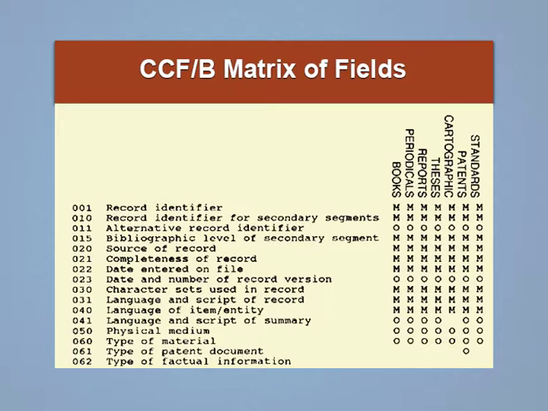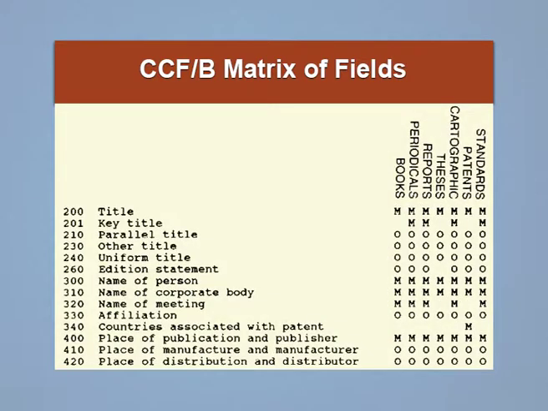These are all number and coded fields, and from here you need to take a decision. For example, if you go by the column books, fields 1, 2, 3, 4, 5, 6, 7, 8, 9 are mandatory and the rest are optional in the group of number and coded fields. Now, if we look into the major bibliographic fields like title, key title, parallel title, edition, name of the person, here also you can have guidance. Suppose you want to design a data sheet on book. Title is mandatory; key title, parallel title, other title, uniform title are optional. Name of the person is mandatory, name of the corporate body if available is mandatory, name of the meeting if available is mandatory, but affiliation is optional.